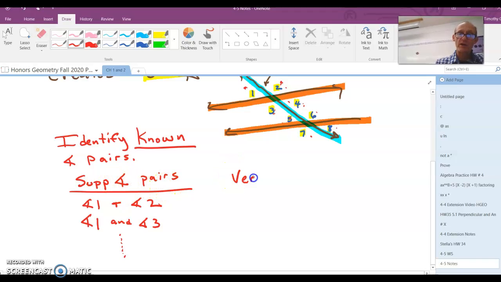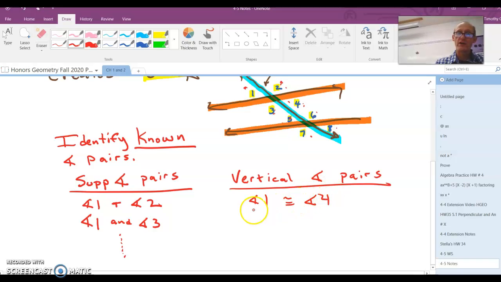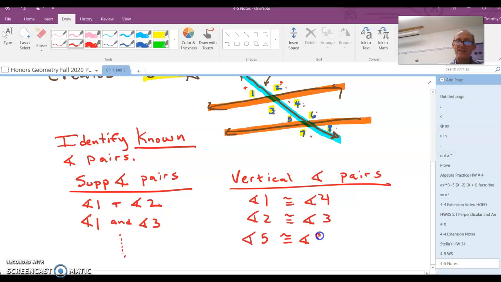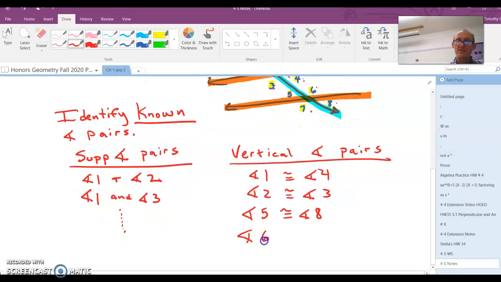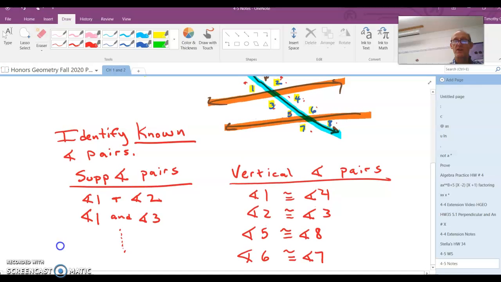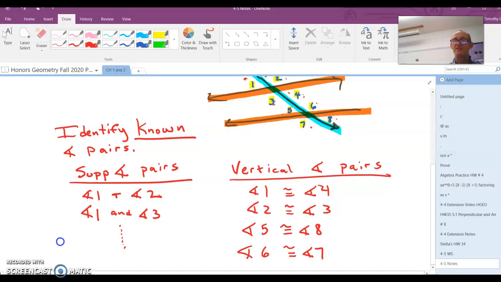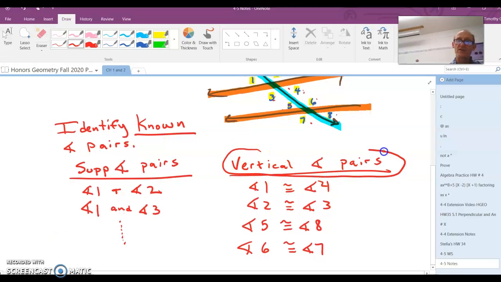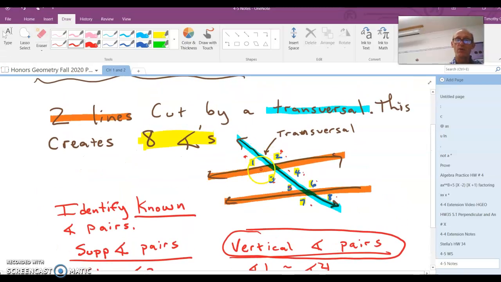There's also vertical angle pairs. Those are angle 1 congruent to angle 4. Now, because vertical angles are always congruent, angle 2 is congruent to angle 3. Angle 5 is congruent to angle 8. Angle 6 is congruent to angle 7. So we have 1 and 4, 2 and 3, 5 and 8, and 7 and 6 as vertical angle pairs in two lines cut by a transversal.